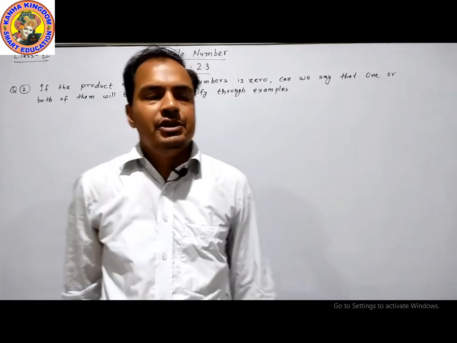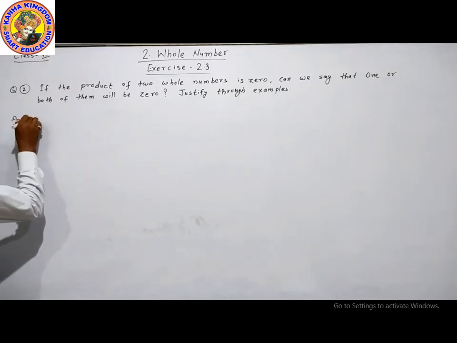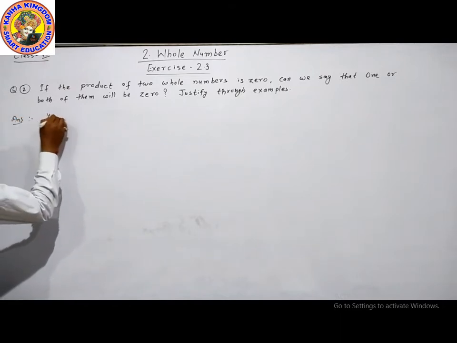Our next question is question number 2. If the product of two whole numbers is 0, can we say that one or both of them will be 0? Justify through example. Answer: yes.